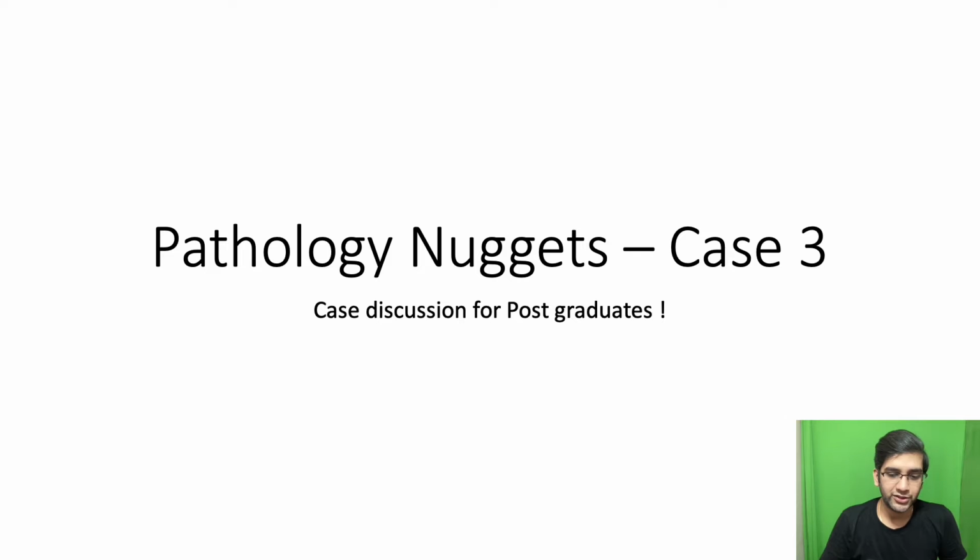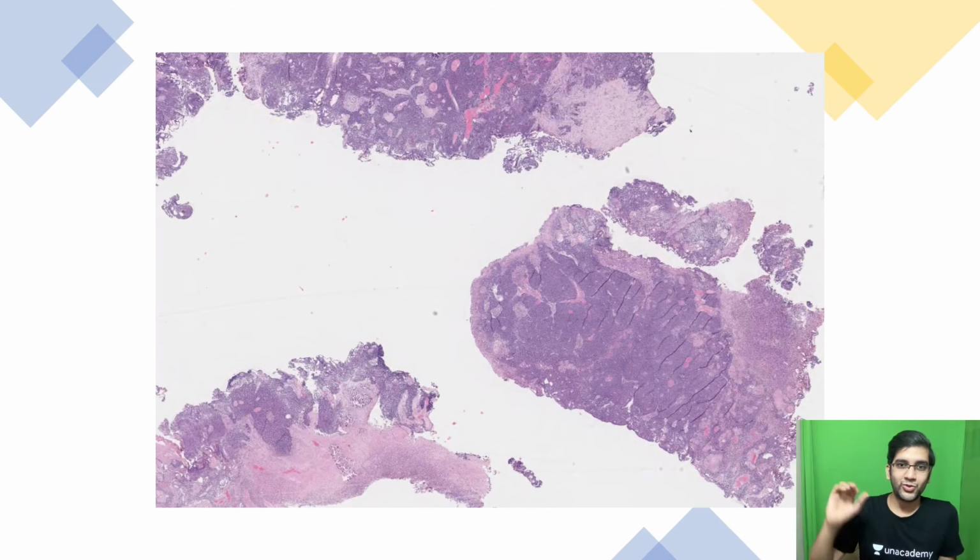Let's see, it is in a 40 or 50 year old, I'm not exactly sure of the age. A bladder biopsy was given, right? Sometimes a bladder biopsy can be overtly difficult. So we had this bladder biopsy. At the first look itself, we kind of made out what the diagnosis is going to be, right? These are the bits and pieces of fragments of the bladder biopsy.